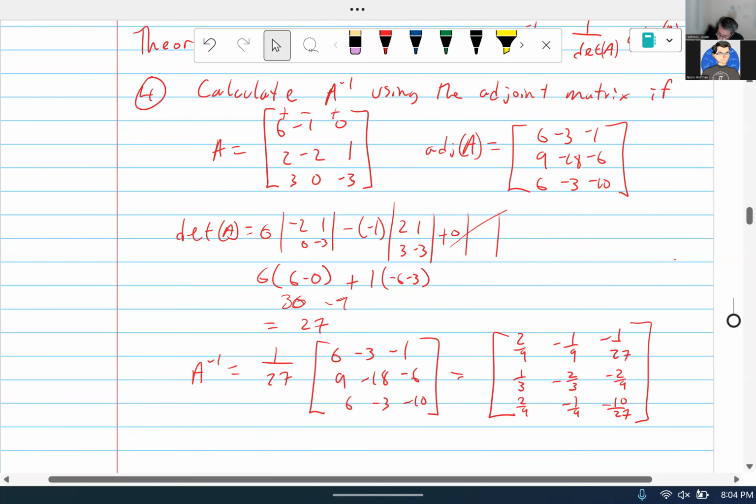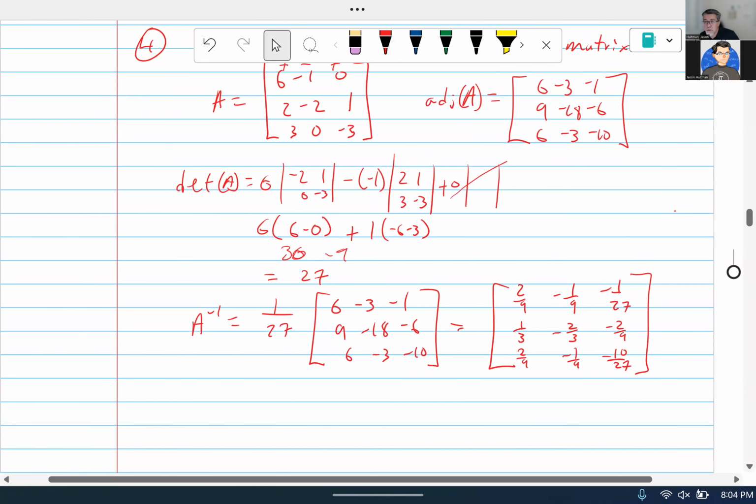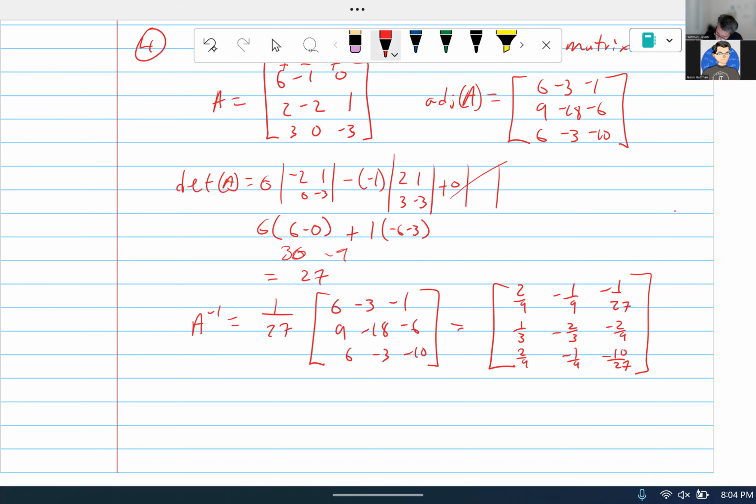So we've seen 3 different ways to get A inverse. This is the third way. And let me show you a fourth way to get A inverse, and that's using a calculator. So we're going to introduce the technology today.